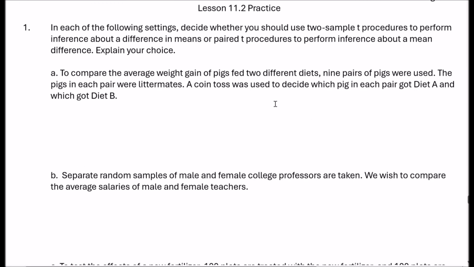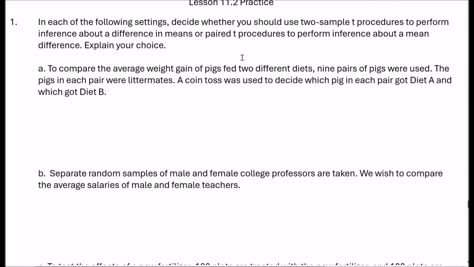So it says, in each of the following settings, decide whether you should use 2 sample T procedures to perform inference about a difference in means or paired T procedures to perform inference about a mean difference. Explain your choice. All right, so part A, it says to compare the average weight gain of pigs fed 2 different diets, 9 pairs of pigs were used. The pigs in each pair were litter mates. A coin toss was used to decide which pig in each pair got diet A and which got diet B.